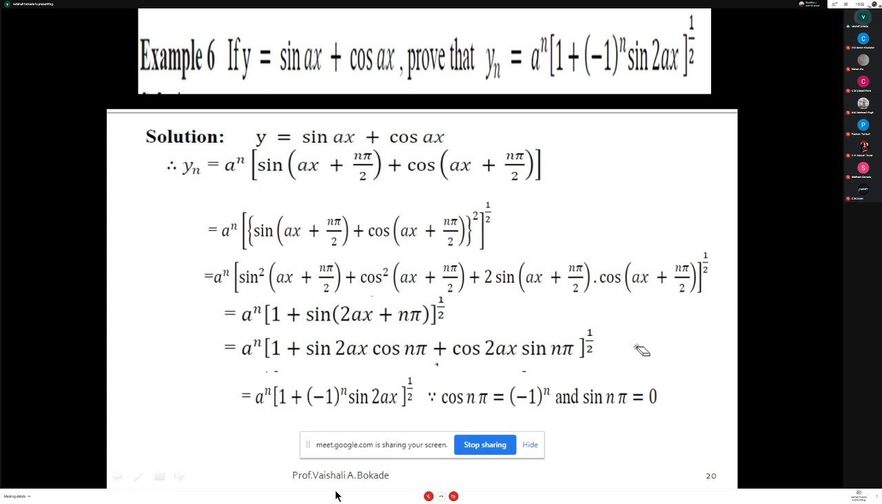So for this example, we are just using the sine square theta plus cos square theta form. We are first applying the formula for sine of ax plus b or cos of ax plus b, how to find the nth derivative. Further, we are making a square raised to 1 by 2, expanding it, applying sine square plus cos square theta is equal to 1. 2 sine theta cos theta we are applying as sine 2 theta here, and just apply sine of a plus b. Substitute, don't forget to substitute: sine n pi is 0, cos n pi is minus 1 raised to n.